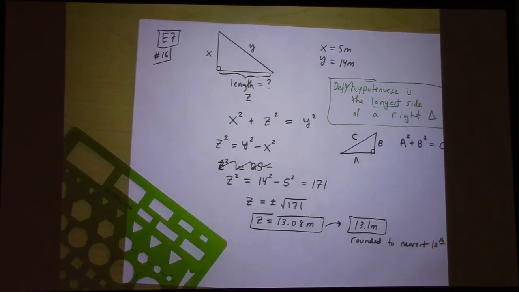So the remaining problem involves a ladder up against a building. And again, it's just the Pythagorean theorem. So I think you'll be able to solve it.